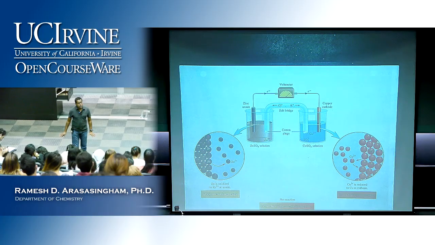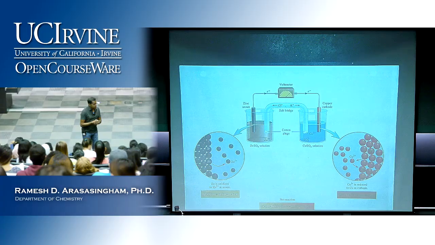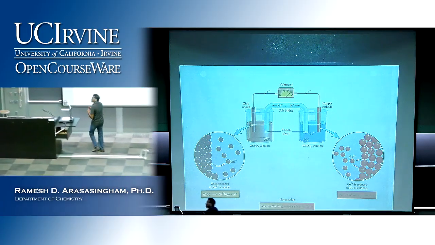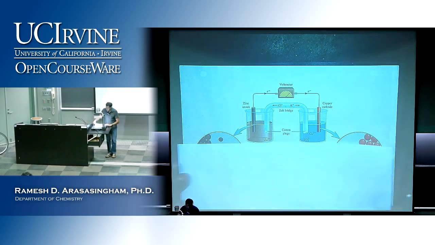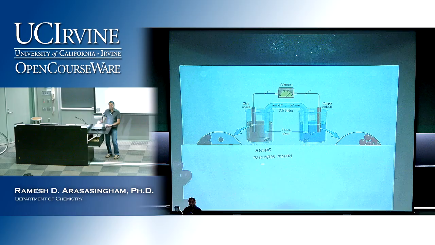Got it? So simply put, this is a very rudimentary battery. This is the idea behind batteries. All right? Now, if you look at this, the left-hand side is where the oxidation takes place. So on the left-hand side, this is what we call the anode. And the anode is where the oxidation occurs. Okay? And the sign for the anode is negative.